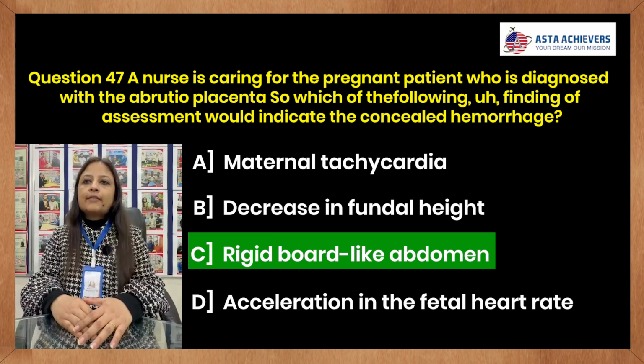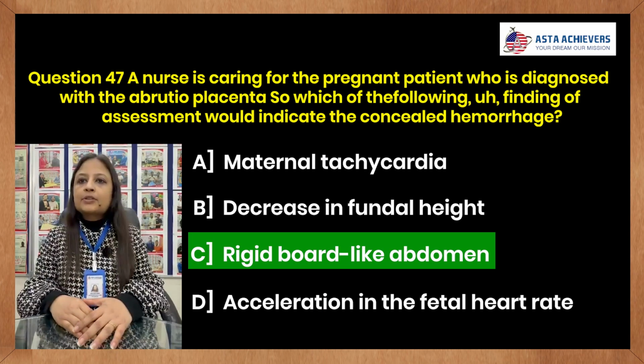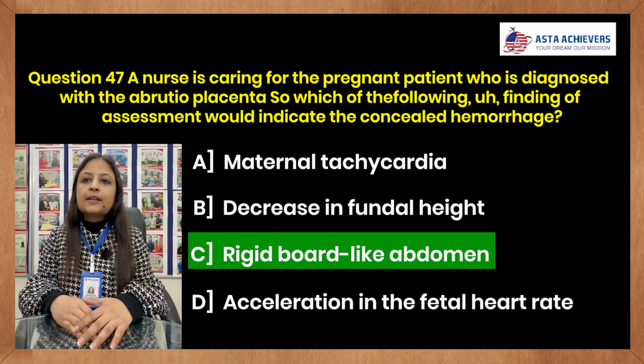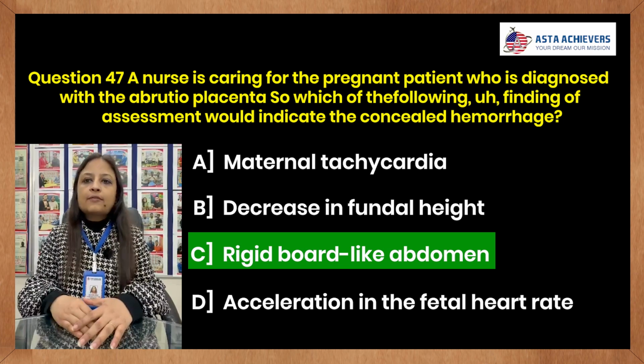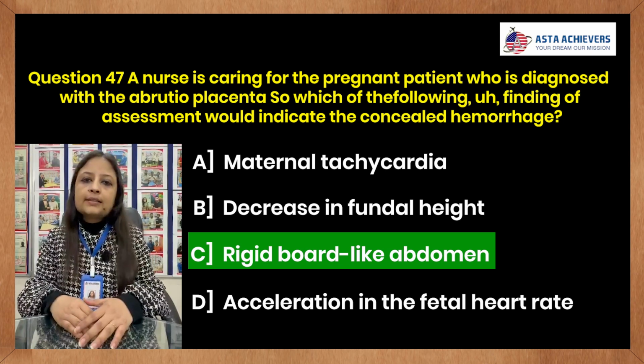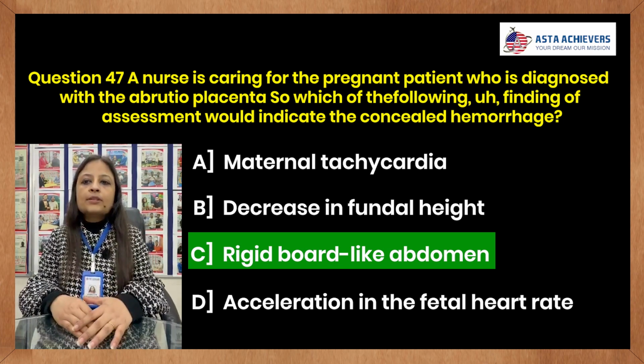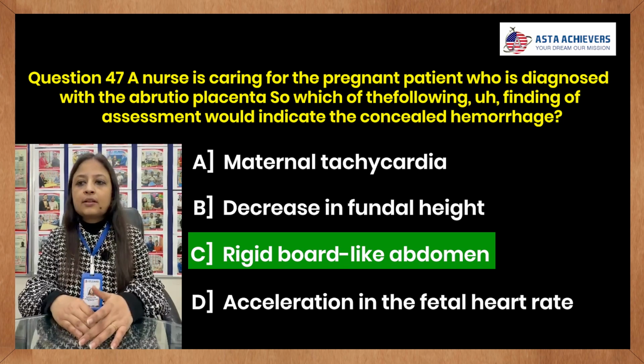Question number 47. A nurse is caring for a pregnant patient who is diagnosed with abruptio placenta. Which of the following assessment findings would indicate concealed hemorrhage? Option A, maternal tachycardia. Option B, decrease in fundal height. Option C, rigid board-like abdomen. And option D, acceleration in the fetal heart rate.